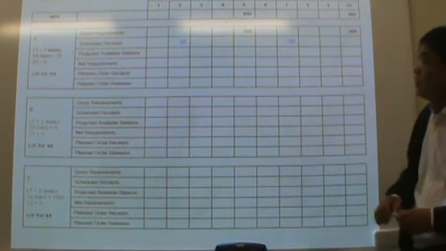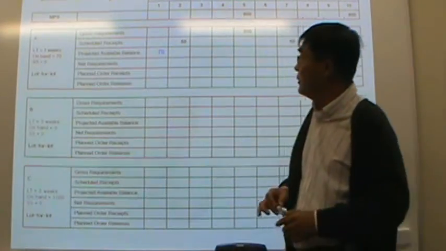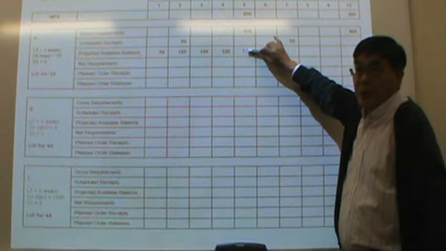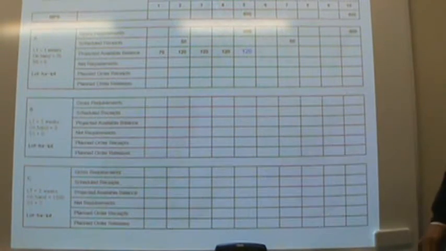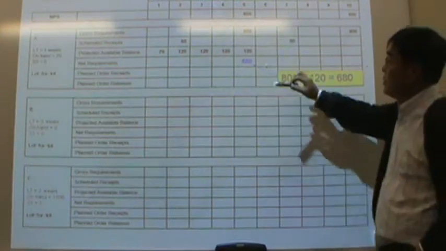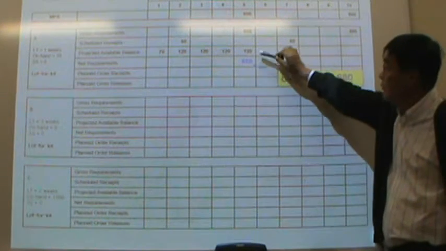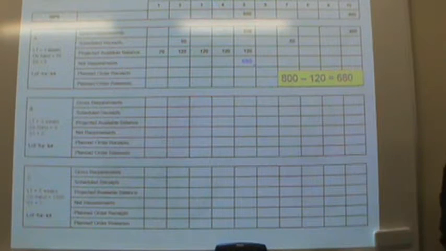So the projected available balance is 70 in the first week, because on hand is 70. Then in the second week we receive 50, so the total is 120 available, and 120 stays available until week 5. We need 800, but available inventory is 120. So the net requirement is 800 minus 120 available, so we need 680.